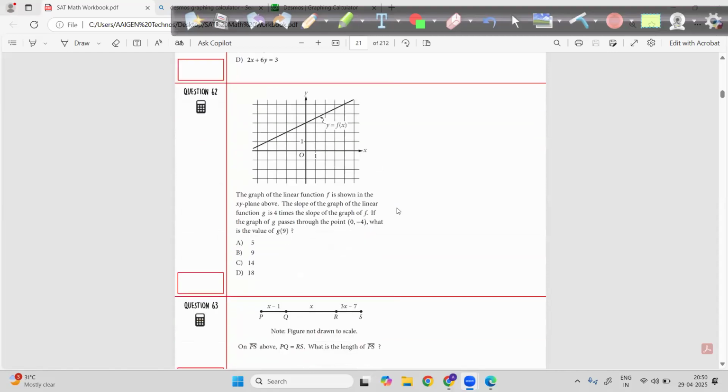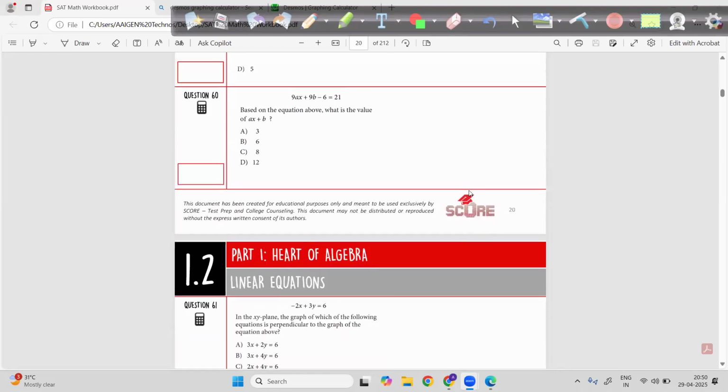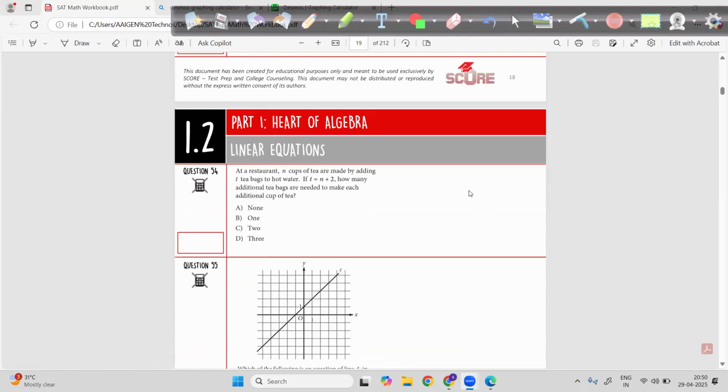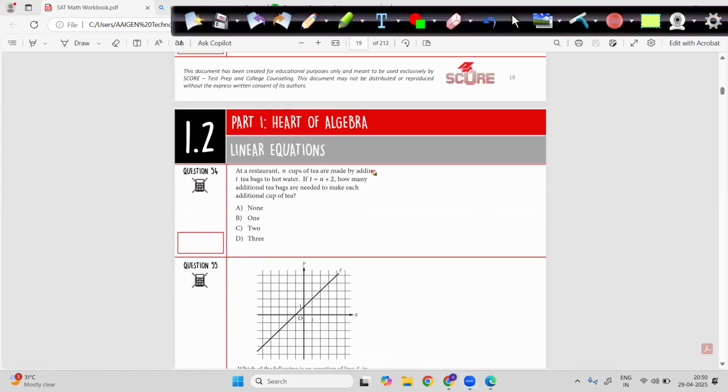Any doubts, you can unmute yourself and ask me. Should not the answer be D? Like, to make one cup of tea, you need three tea bags. So to make another cup of tea, shouldn't it be another three tea bags? Slope is also one only, no, here. So to make one teacup we need 3, and for one more, we require 4. So for each additional cup of tea, how many extra tea bags? We require one more only. Okay, sir. Okay, fine. Thank you.